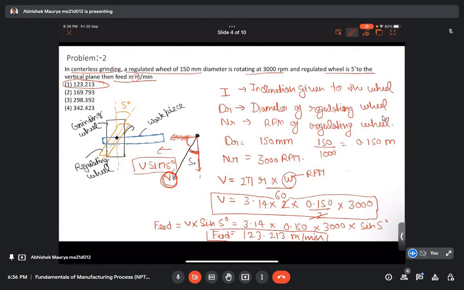Okay, let's move to the next problem, but before that, since we have been asked the feed in meters per minute, we don't need to divide it by 60. So here 60 is not required. If it was asked that we have to find the speed in meters per second, then we should have divided it by 60. Okay, let's move to the next problem.